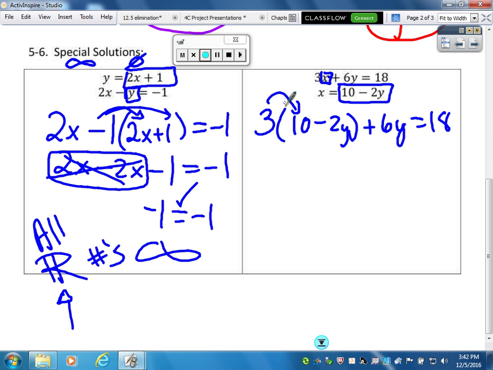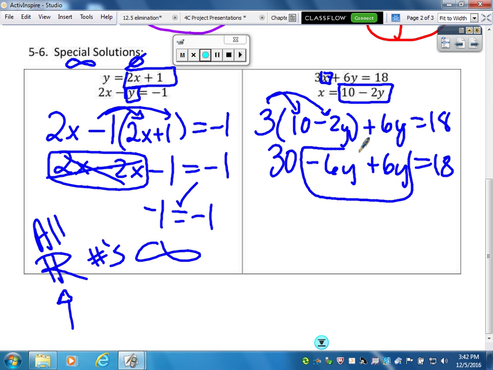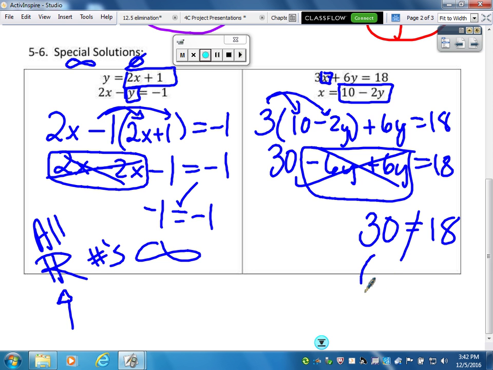So we're going to distribute. So I've got 30 minus 6y plus 6y equals 18. Here it is again. We've got positive and negative the same y, so just like elimination, it's gone. But what I have left is that 30 is equal to 18. Is that always true or never true? And the answer is 30 does not equal 18. So that is the no solution. No answers will ever make that equation true. So those are parallel lines if we graphed them.